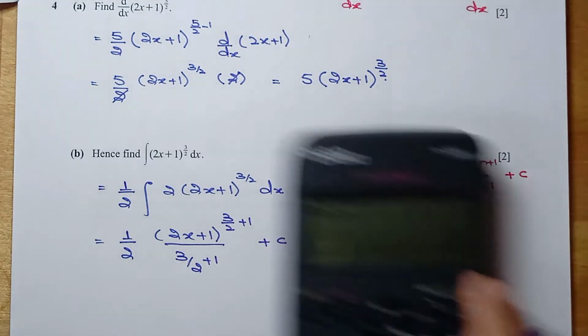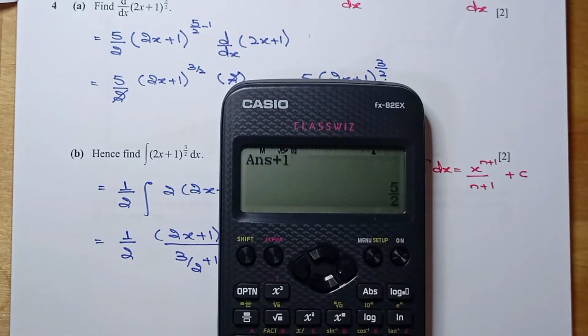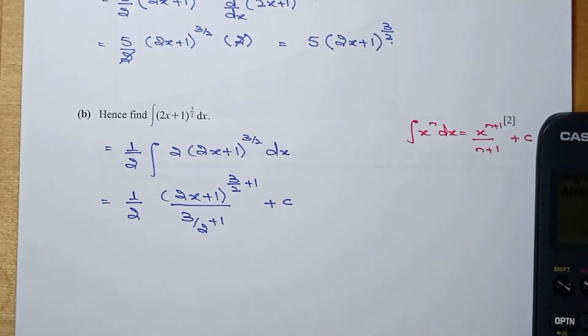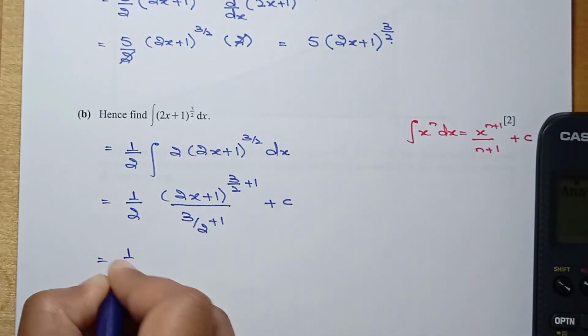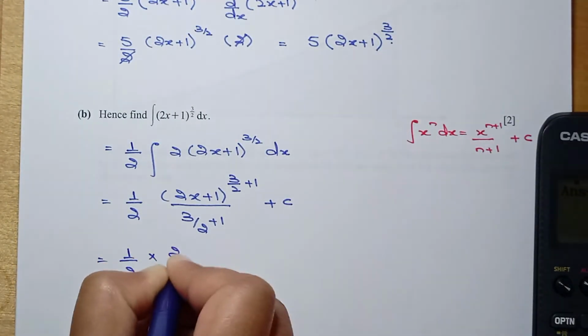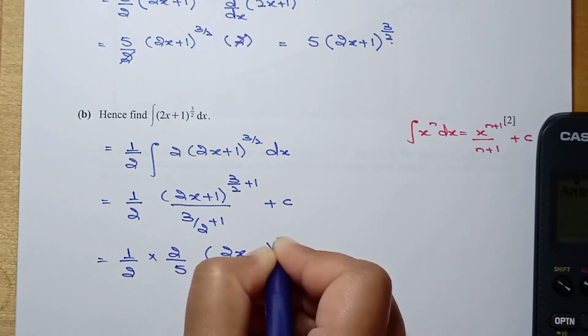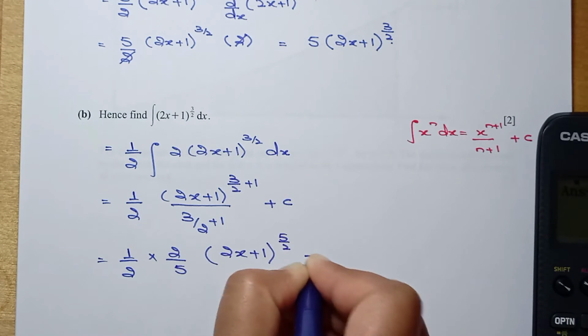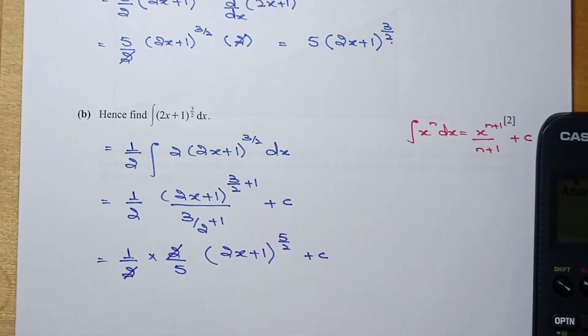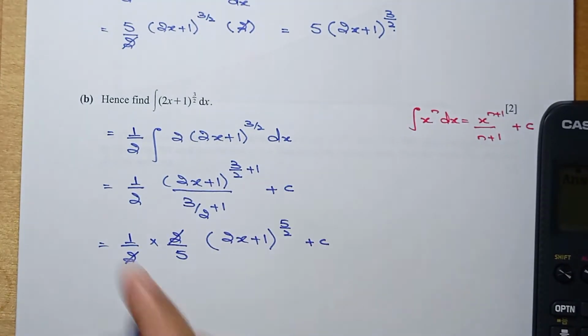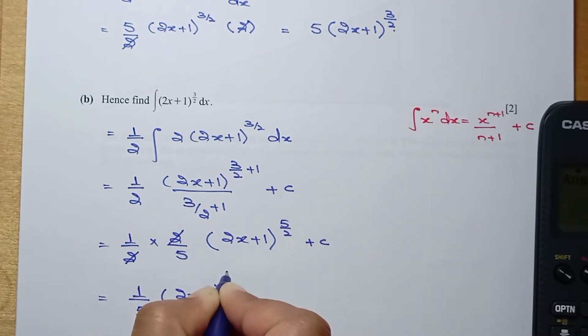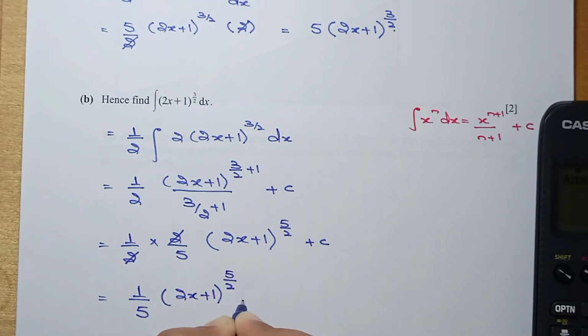So 3 by 2 plus 1 is 5 by 2. So we have 1 by 2 times 2 by 5, 2x plus 1 power is 5 by 2 plus some constant. We can cancel the 2. And in simplified form, we have 1 by 5, 2x plus 1 power is 5 by 2 plus c.